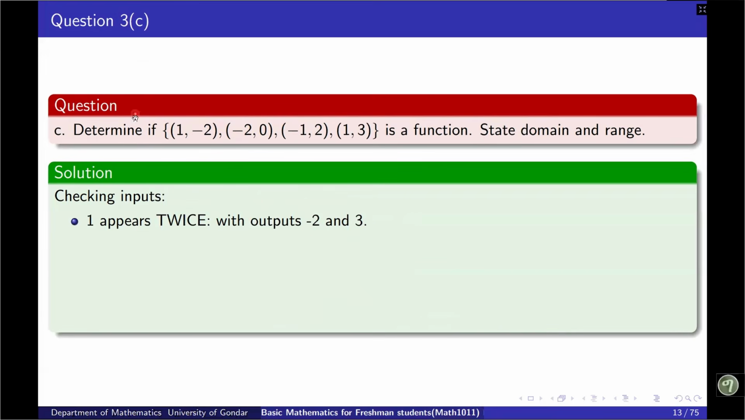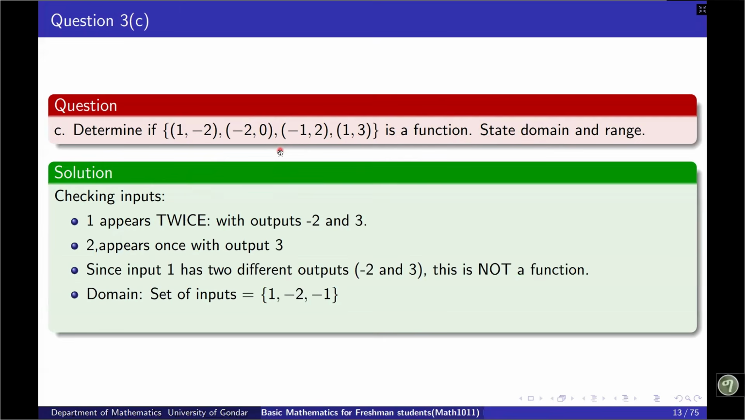Question number 3C. We are given this relation and we are asked to determine whether this relation is a function or not, and we are also asked to give the domain and range. We know that when we check this, 1 appears twice. 1 is mapped with -2 and 1 is also mapped with +3 here. So due to the existence of this element, automatically this relation cannot satisfy the condition to be a function.